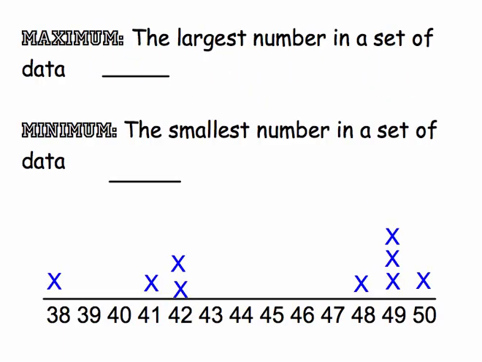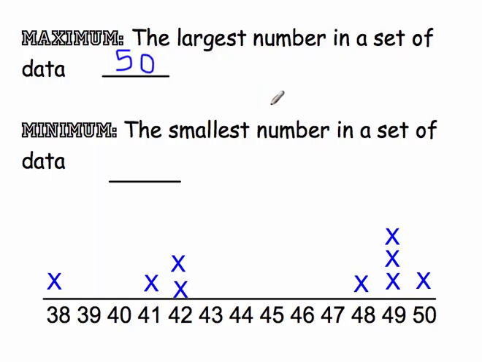The first word that we are going to find is the maximum. The maximum is the largest number in any set of data. So in this case, it would be the test that he scored the highest in. As I look at my line plot, I'm looking for the largest number. I see there is one X above 50. That's the largest number on our plot, and he did get that score. The maximum score for his test is 50.